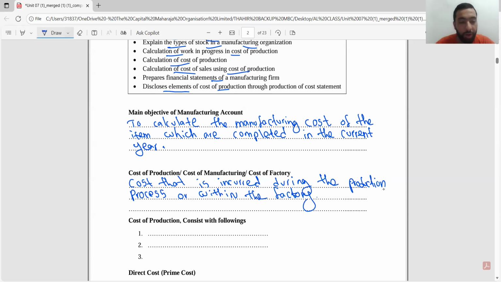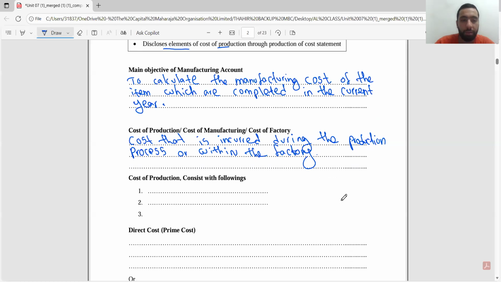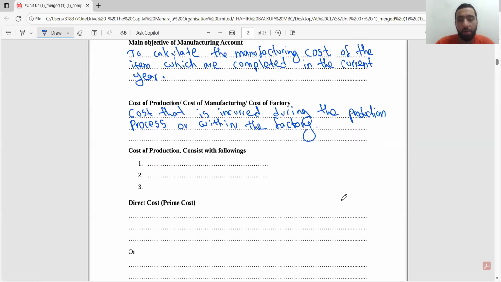Okay. What is the cost of production? Cost that is incurred during the production process or within the factory. It is simple cost of production. Right? So the next one, cost of production consists of the following. There is no three, only the direct cost and indirect cost.